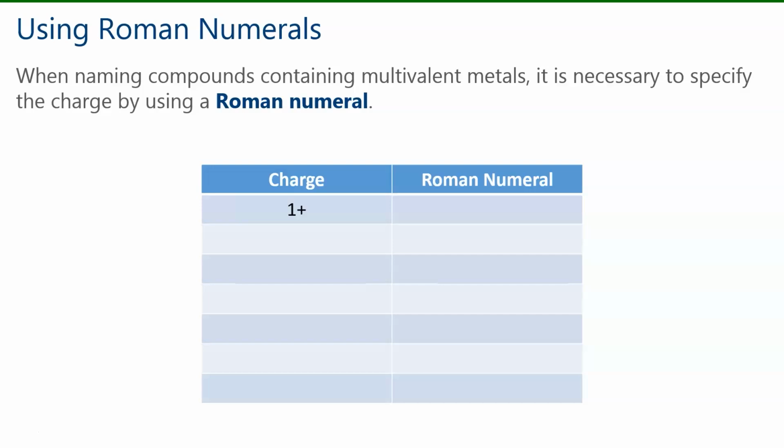So if the charge is +1, we use the Roman numeral to represent that, which is just one line. +2, the Roman numeral is 2 lines. +3, 3 lines. Charge of +4, we have a line and then a V. +5 is just a V. 6 is a V followed by a line. And 7 is a V followed by 2 lines.